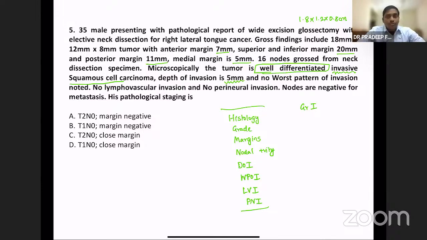So for this, you should know about the AJCC staging, right? The recent AJCC staging mentions T1 lesions up to 2 centimeter, T2 lesions 2 to 4 centimeters, T3 lesions more than 4 centimeters, and T4 lesions, they invade the adjacent organs.